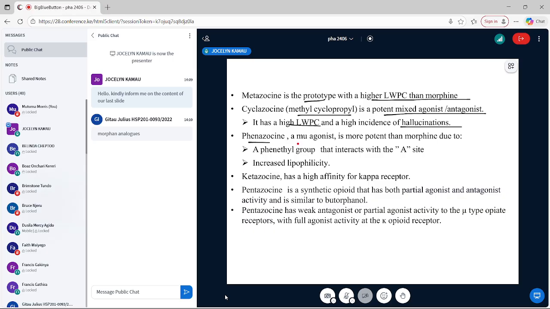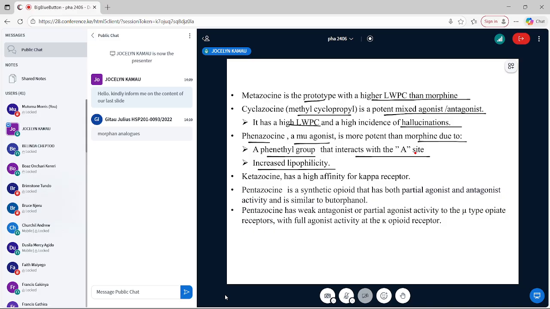Phenazocine, again, a mu agonist, and this is just what we had mentioned before, is more potent than morphine because it has a phenethyl group that interacts with the A site. I hope we had said the same when we were looking at phenethyl morphine, and when we look at the receptor, it also has very high lipid solubility. So not only does it have affinity for an A or allosteric site, which we call the A receptor, it also has high lipophilicity for the reasons we have mentioned.